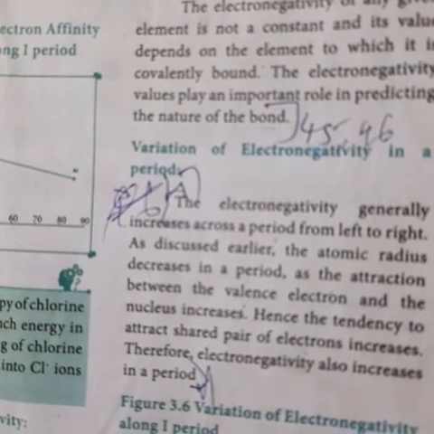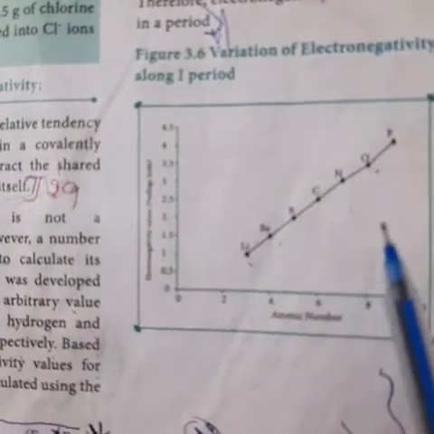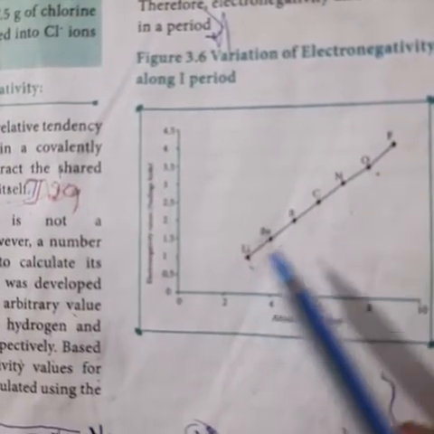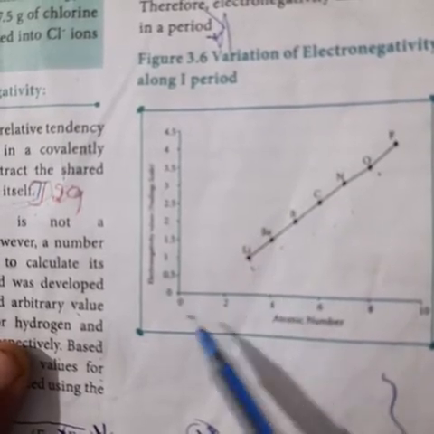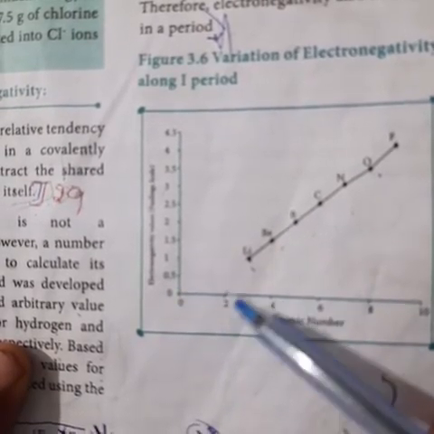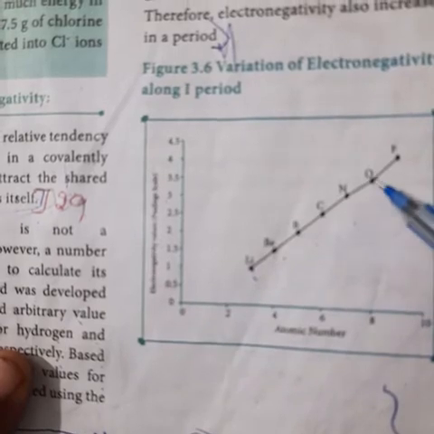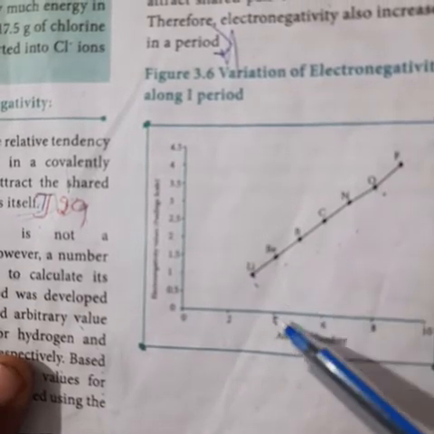So this is one of the graphs, the variation of electronegativity along the period. This is the atomic number. This is for the second period elements: lithium, beryllium, boron, carbon, nitrogen, oxygen, and fluorine. So here electronegativity increases along the period.